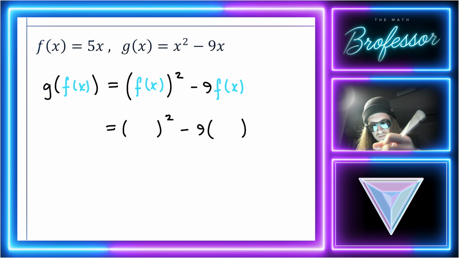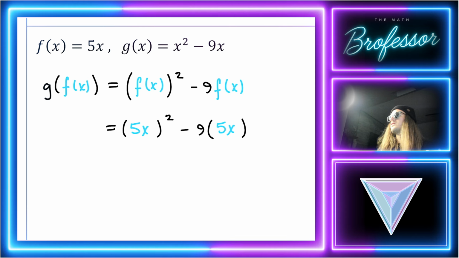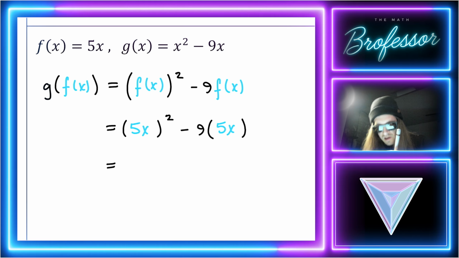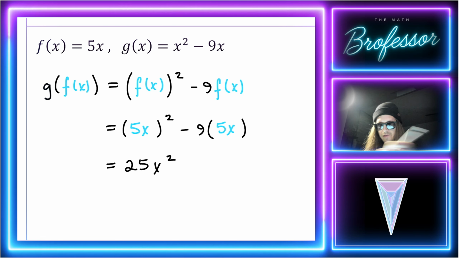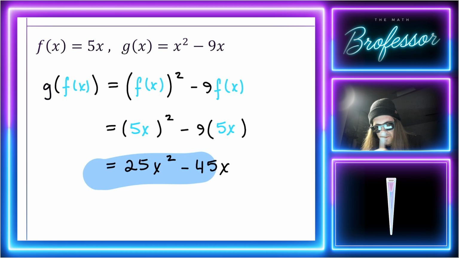And what is f of x? It is 5x. F of x is 5x, just like that. Great. That looks good. Okay. Equals 5x squared. That is 25. Make sure you square the 5 as well. That's 25x squared minus 45x right there, like that.